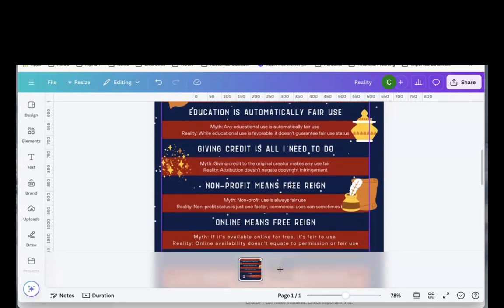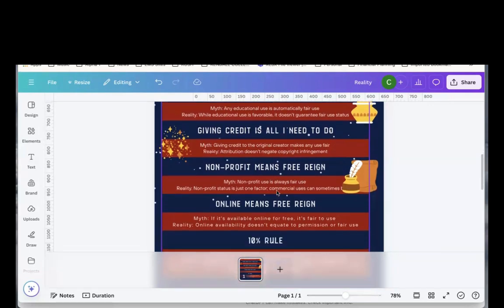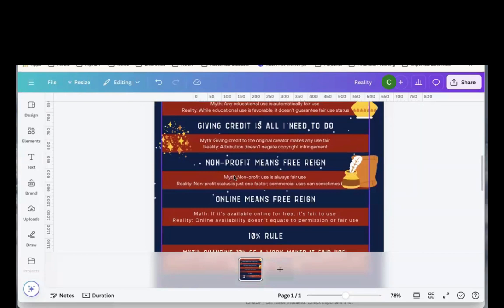Giving credit is all I need to do. I lived under that myth for a long, long time. Well, if I cited it, then I'm fair. It helps for sure, but it does not negate the copyright infringement if the author or creator decides that he or she absolutely wants to pursue something. And another big one is that we're nonprofit, therefore we have free reign. And again, it's just one element that they look at.